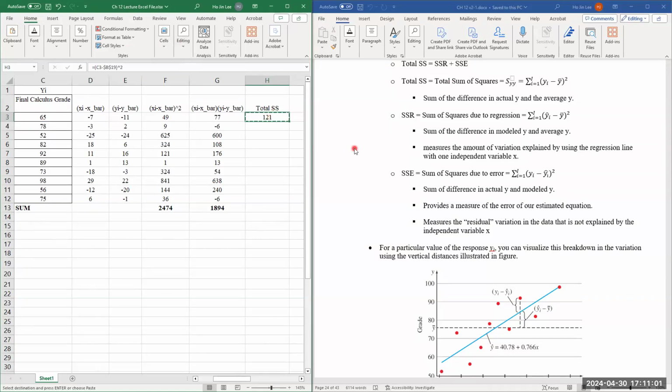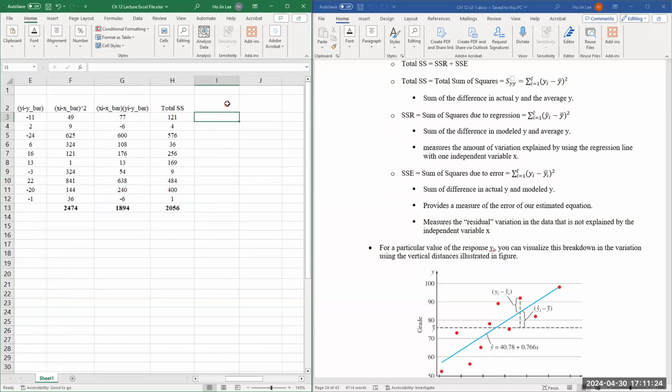And then I'm going to copy the formula all the way down to here. And then we're going to sum it. So total SS should be 2056. Okay. Now let's see what SSR is.